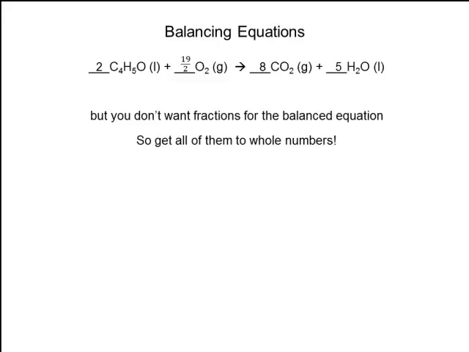Well, how do I do that? How do I get 19 over 2 to a whole number? Well, if I multiply it by 2, that'll give me a 19, right? But I can't just multiply the 19 halves by 2. I have to multiply all those coefficients by 2. So for the C4H5O, if I multiply it by 2, it becomes 4. The O2 coefficient becomes 19. CO2 becomes 16. And the water becomes 10. That is the smallest whole number ratio.